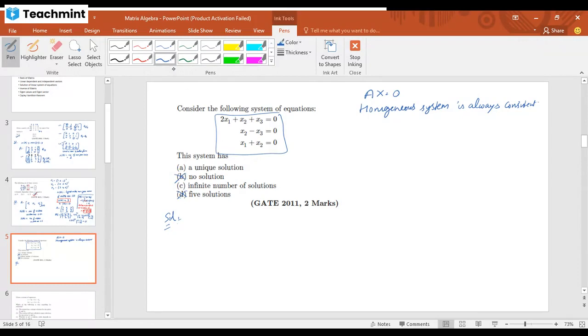Now, what we need to do in the case of a homogeneous system is consider the coefficient matrix A. What is the coefficient matrix A?